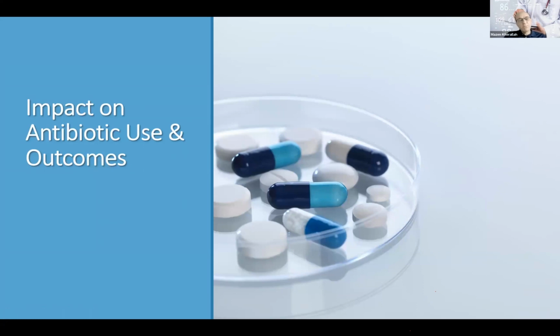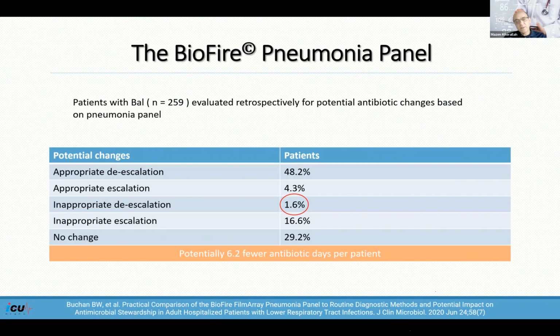So what would be the impact on antibiotic use and outcome? Of course, when you get the results, you can make a decision. You may escalate antibiotics. You would say, well, that organism was not covered, and we can add antibiotics to the regimen. But most commonly, you start with broad spectrum antibiotics, and once you get the results of this testing, you can de-escalate. You would be concerned that you are inappropriately de-escalating. However, in this study, it did not happen in more than 1.6%, which is good.